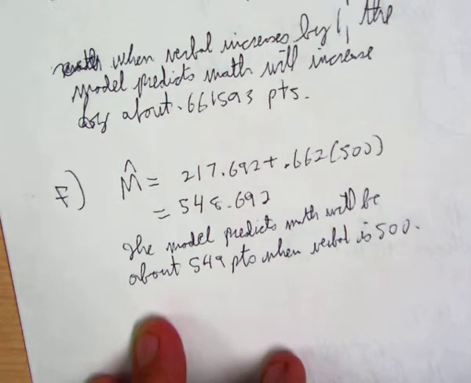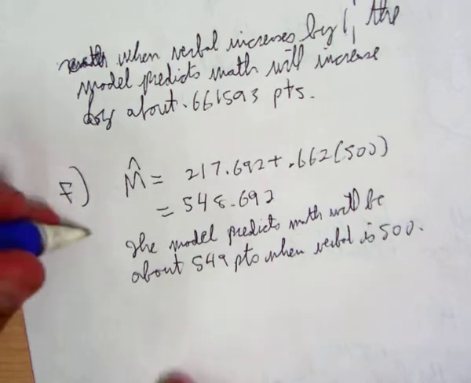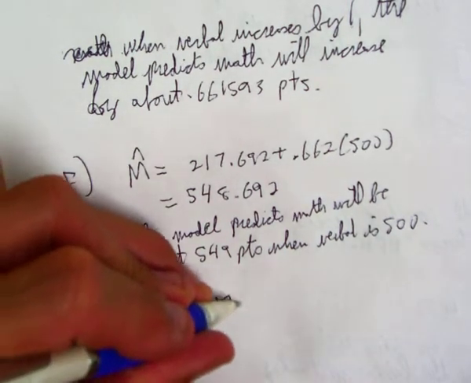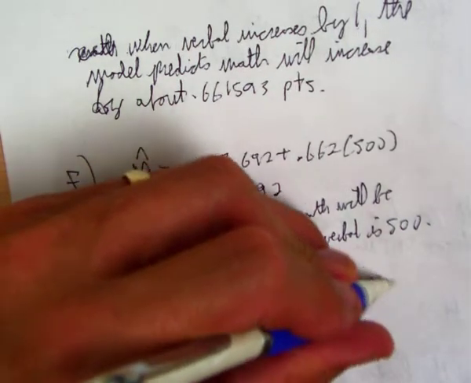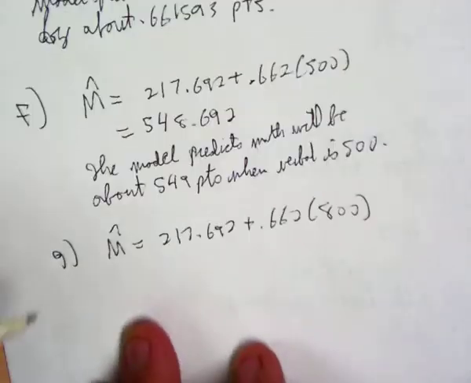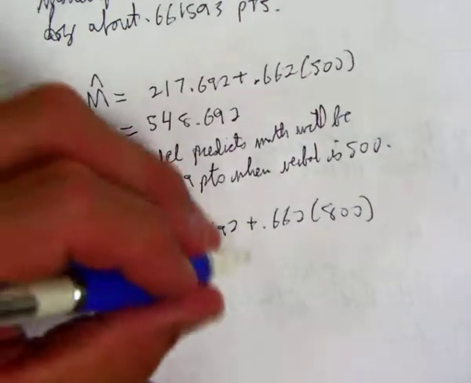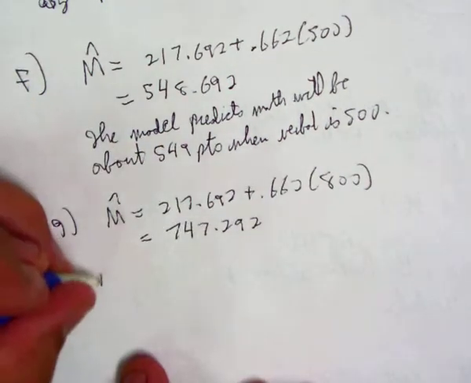Okay. And then G, it says every year some student scores a perfect 1600. What would the residual be? Well, if we put 800 in, that means the person got a perfect score on the verbal, because we're going to use the verbal to predict math. So what did they wind up with? Well, they got a 747.292.